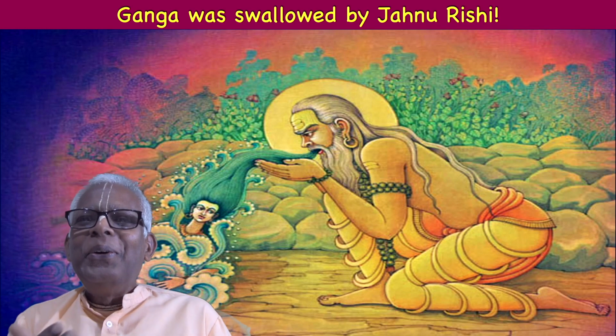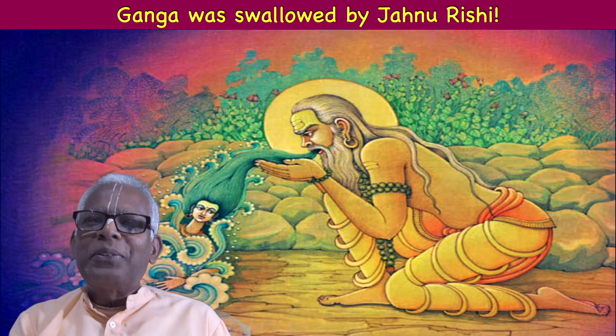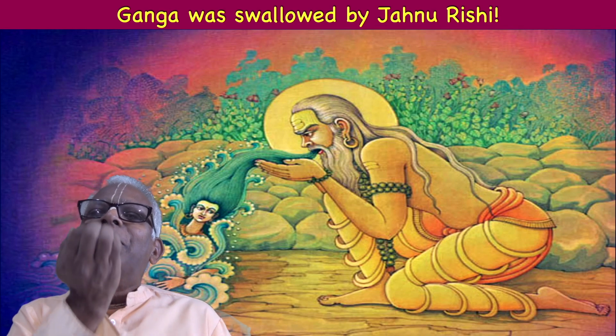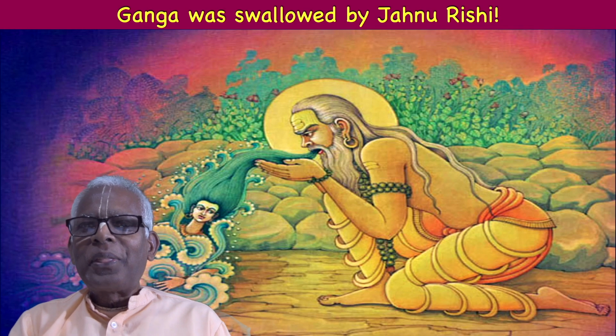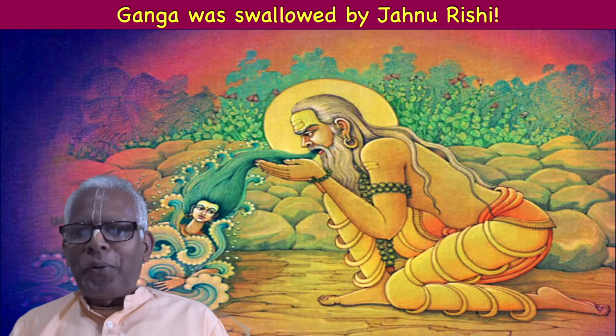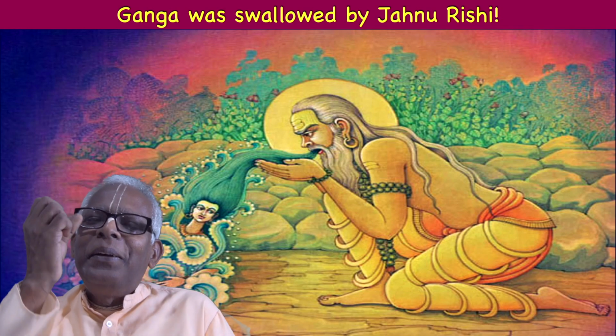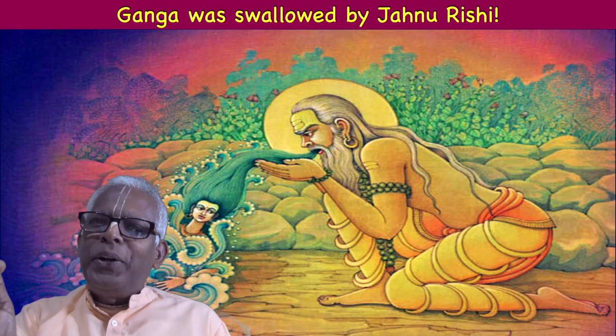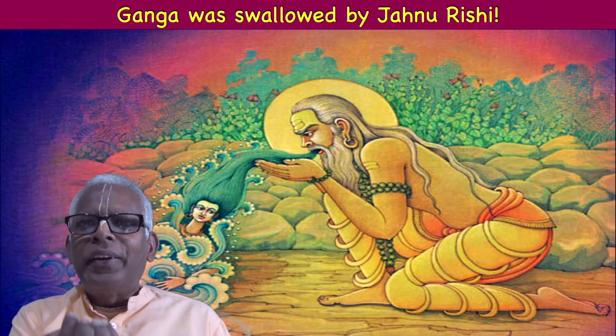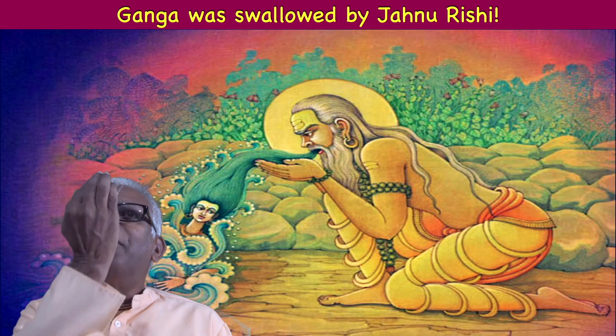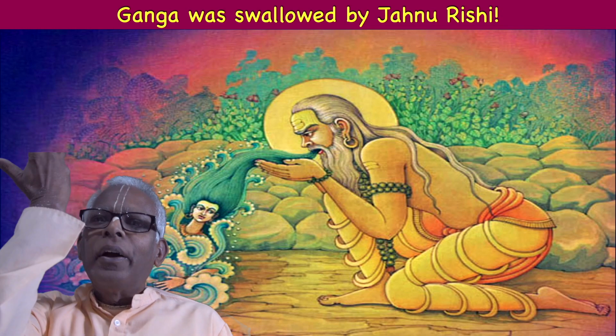And what did he do? When you really see holy places, you take some water and then do achamanam. But this rishi is so powerful. When he was thinking about this Ganga, when he tried to scoop a little water, the whole Ganga got in his hand. And he did the achamana, and the whole Ganga was gone.